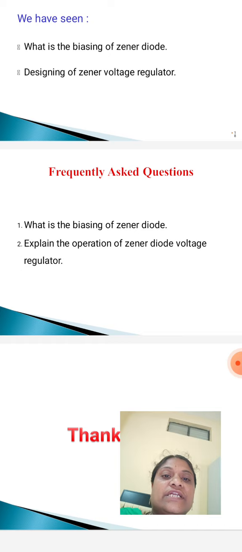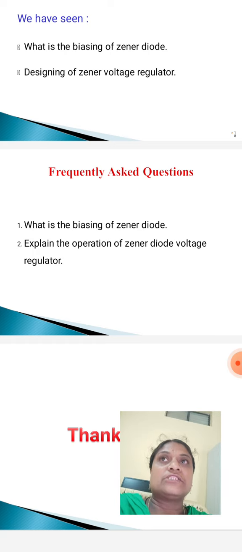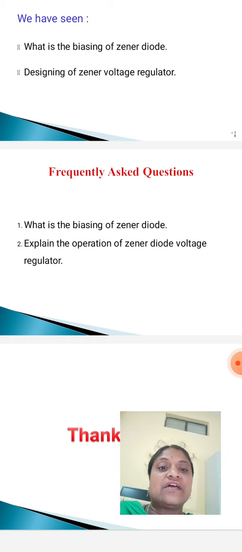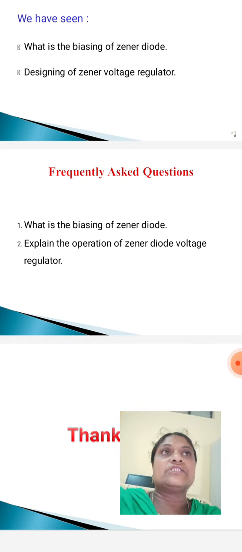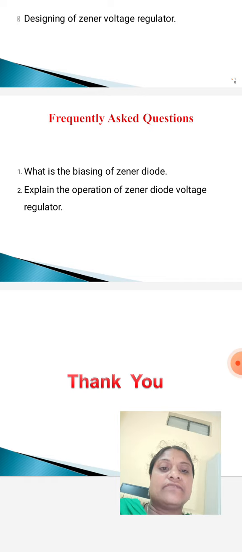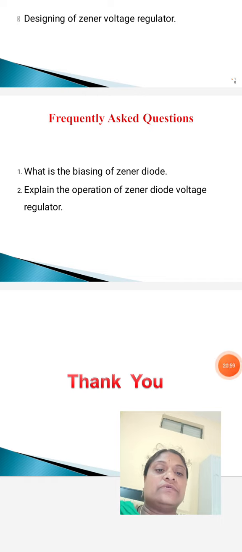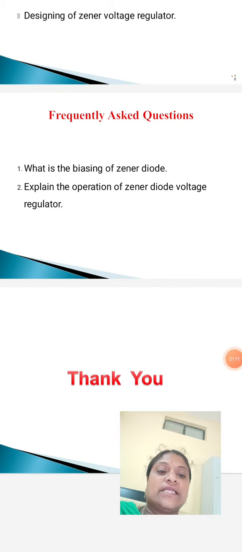The first question is, what is the biasing of Zener diode? This question may also be asked as, what is the definition of Zener voltage regulator? Or it may also be asked, draw the circuit diagram and regulation characteristics of Zener diode. Next, the second question may be, explain the operation of Zener diode voltage regulator.